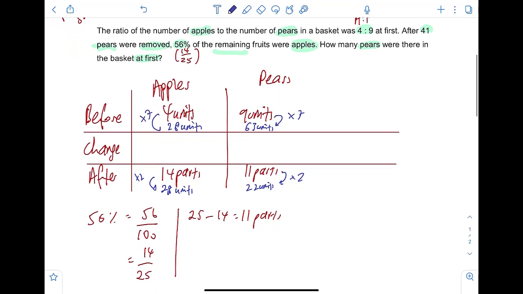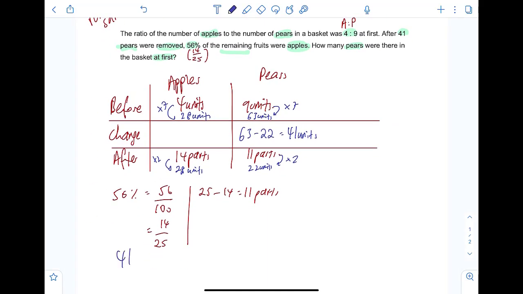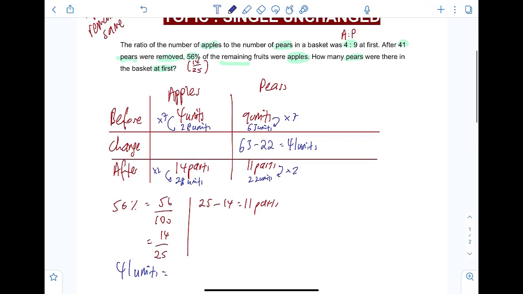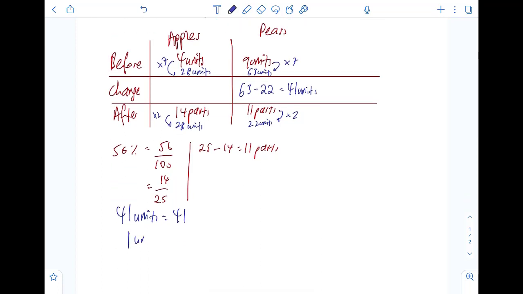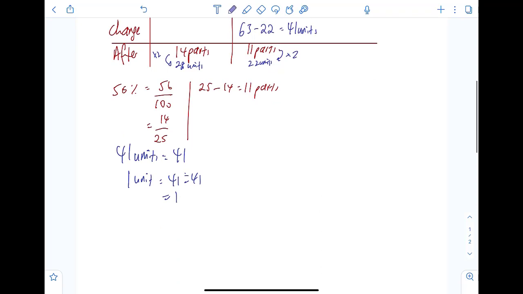Alright, so if you do a subtraction, 63 minus 22, you realize that 41 units of pears have been removed. 41 units will be equals to that 41 pears that you removed. Find 1 unit. 1 unit is 1. How many pears were there in the basket at first? So this will be 63 units. 1 times 63, final answer, 63 pears.